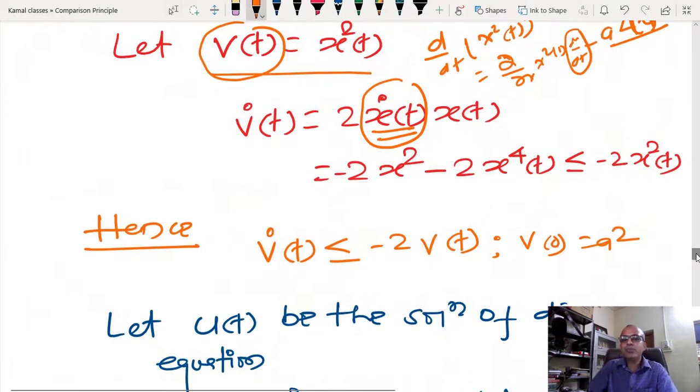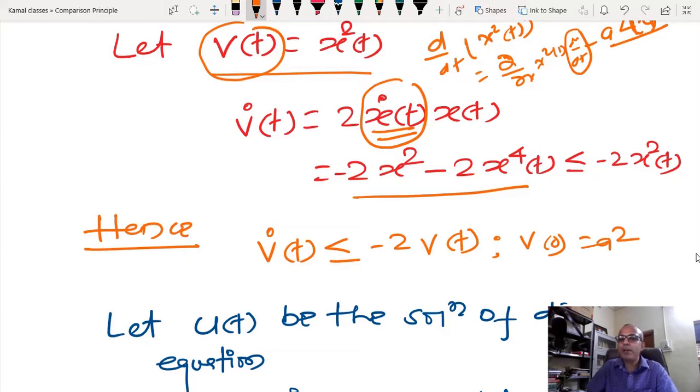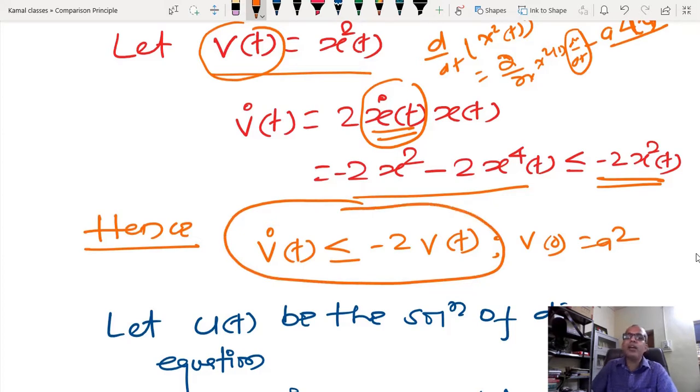After substituting this, I have this kind of quantity: 2x square minus 2x power 4, with the negative sign. Both terms are positive, so this is always less than minus 2x square. And I have already defined x square equal to v. So now I have a very simple inequality: v dot is less than or equal to minus 2 V(t). And I can change the initial condition also.